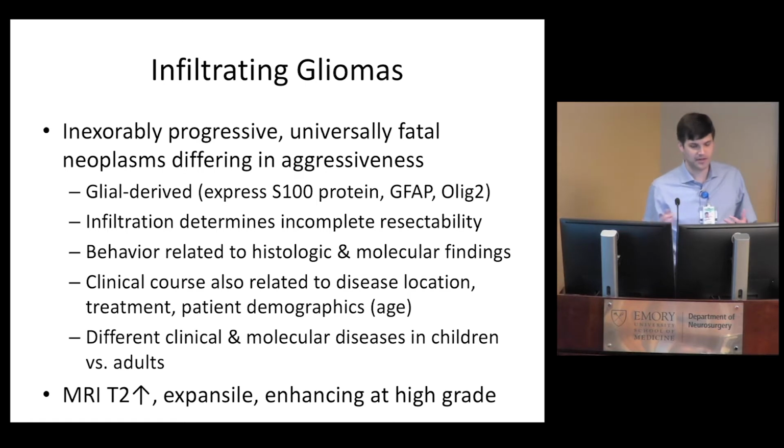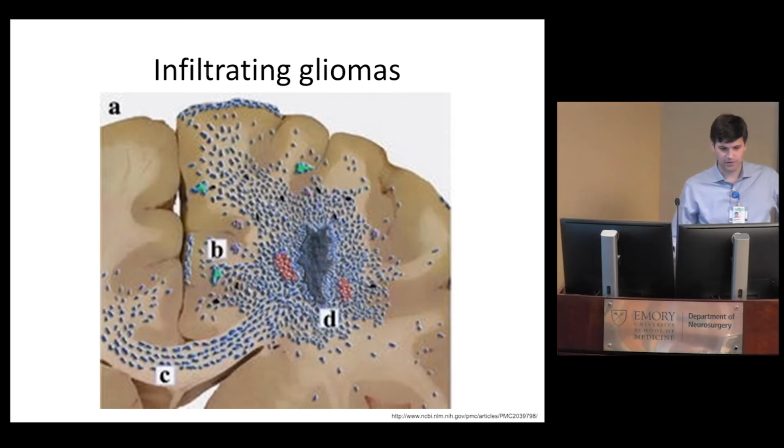These are, as I mentioned earlier, different clinical and molecular diseases in children versus adults. The adult infiltrating gliomas are fairly well characterized. In pediatrics, we have a pretty decent number of categories for them, but pediatric disorders in general are, from a genetic perspective, pretty heterogeneous. In any event, by imaging these are T2-bright expansile lesions that at higher grades will show enhancement. If you think about how these individual cells work their way through the neuropil, what does this look like in a patient?